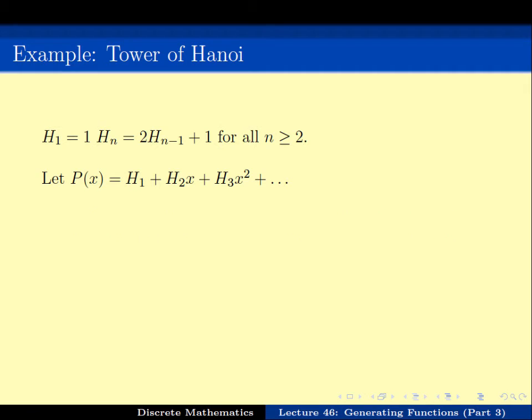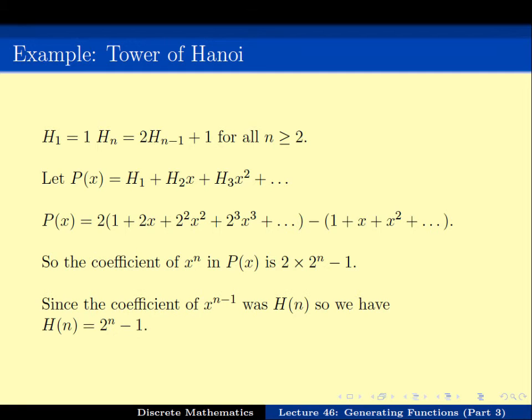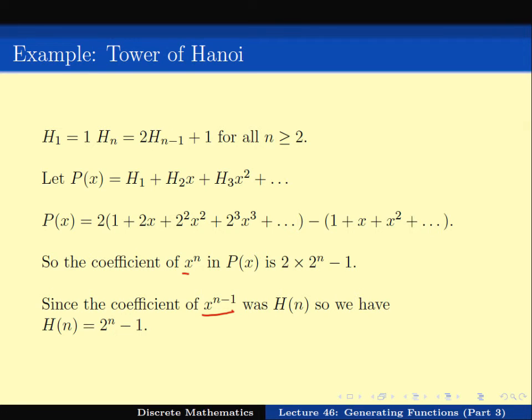So we had this one, and we have got P of x as this expression. So the coefficient of x power n is 2 times 2 power n minus 1. Now, the coefficient of x power n minus 1 is h n. So, to understand what the function h n is, it is the coefficient of x power n minus 1, which is 2 times 2 power n minus 1, which is 2 power n minus 1. And we know that this is right because we have done it earlier also.